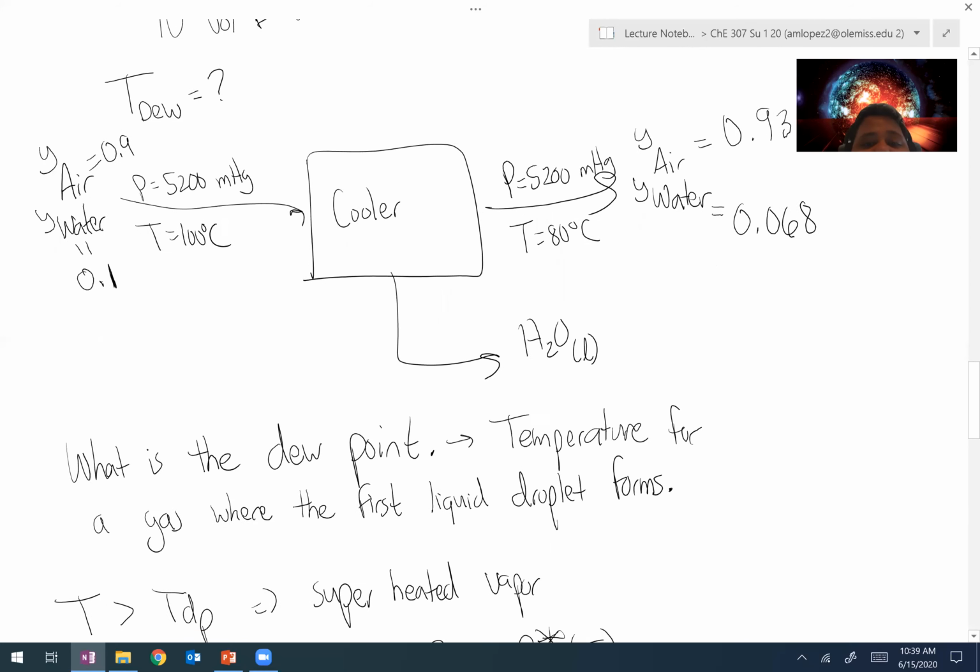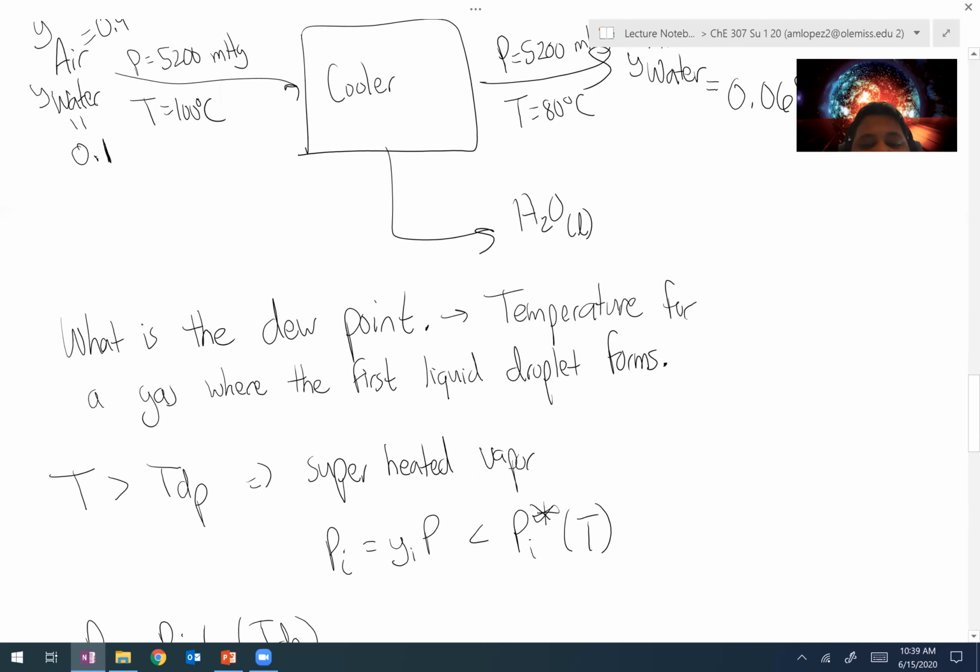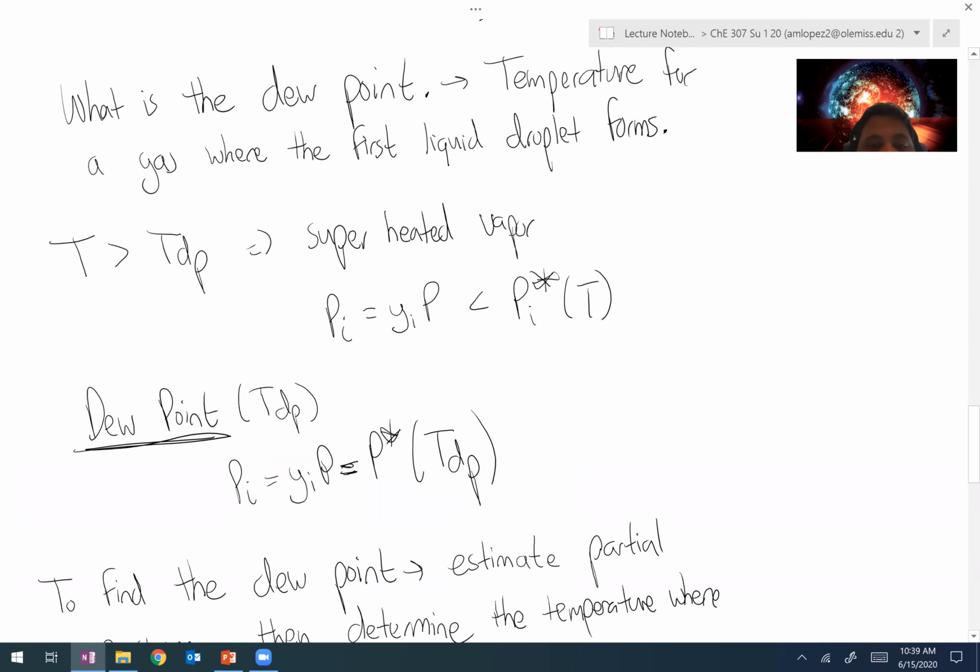And so we could find that dew point based off of this equation here, trying to figure out for the partial pressure that we have, what temperature is essentially when that partial pressure equals the saturation pressure. Once the partial pressure equals saturation pressure, then liquid has to form. The air, so to speak, can no longer hold the water in the gas phase.